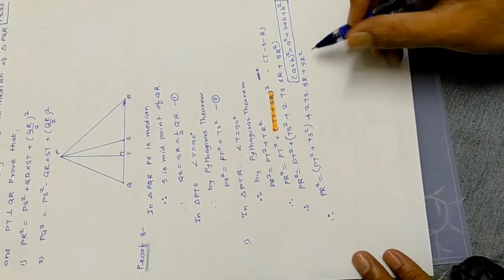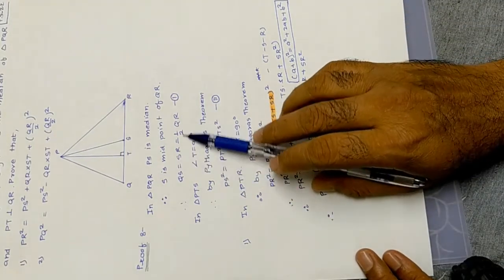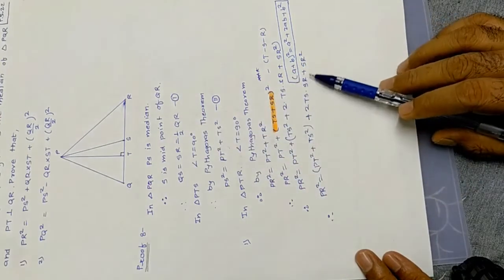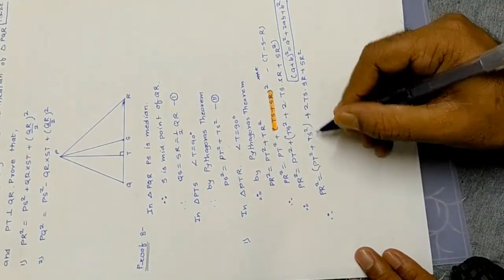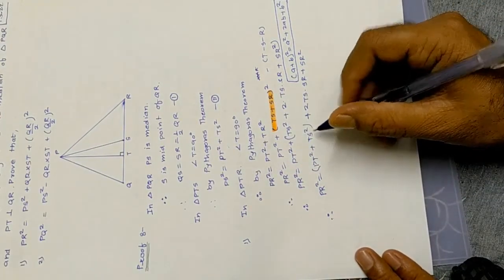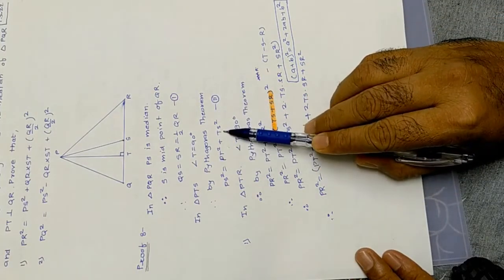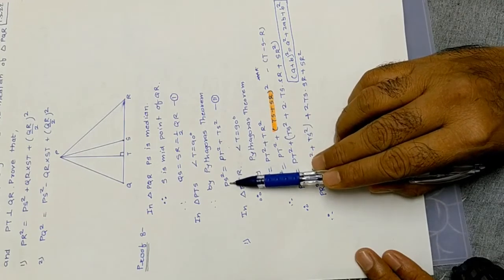Now SR square. But you know SR is what? SR is half of QR. We already wrote here this SR half of QR, we are going to write here. So now, but PT square plus TS square, just recall your equation number 2. See here, PT square plus TS square. What is that? PS square.